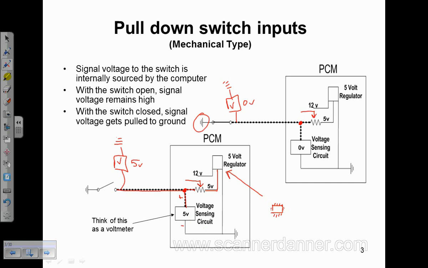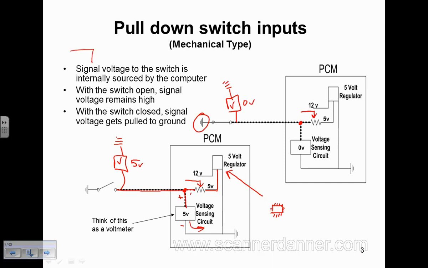Pull-down switch input. Some truths about this is the signal voltage to the switch is internally sourced by the computer. You can see that the computer is the supply for the switch. With the switch open, signal voltage remains high. When we do the other design, you're going to see that that's opposite. And with the switch closed, this voltage gets pulled to ground. Seems very basic. And it is. But it can be difficult as we add these other designs. Well, there's really only one other design, but I'll tell you where I see guys get mixed up. It's when we start talking about the output side of a car. Right now we're talking about the input side.